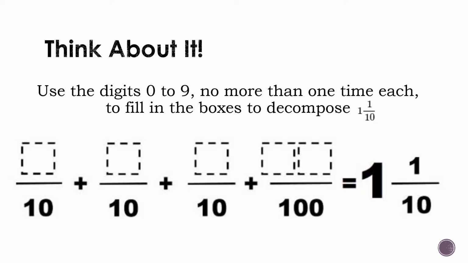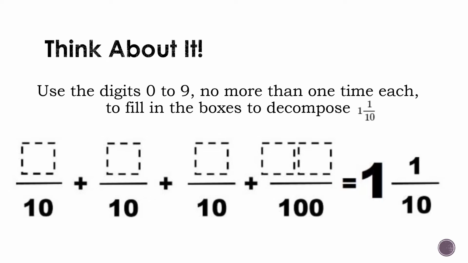Let's get started by doing this fun-looking math puzzle. If you need to, you can pause the video, take a picture, or access this through your Schoology page in the Try It section of this lesson. Use the digits 0 to 9, no more than one time each, to fill in the boxes to decompose 1 and 1/10. Alright, so you are asked to go ahead and break down 1 and 1/10 into 4 different addends.